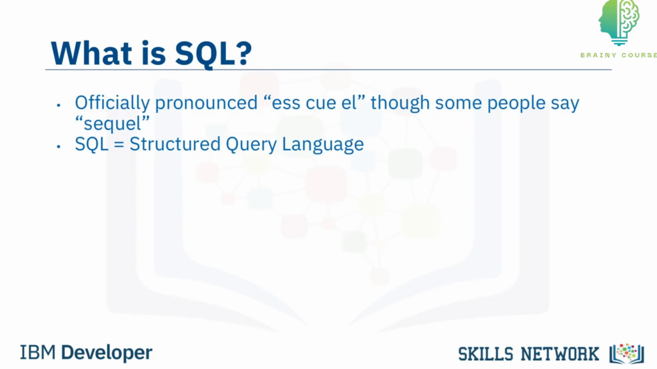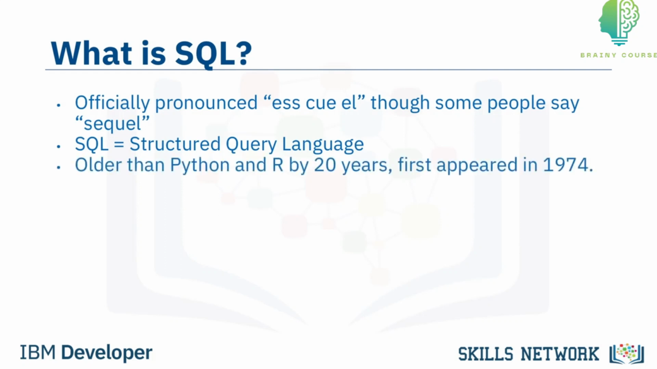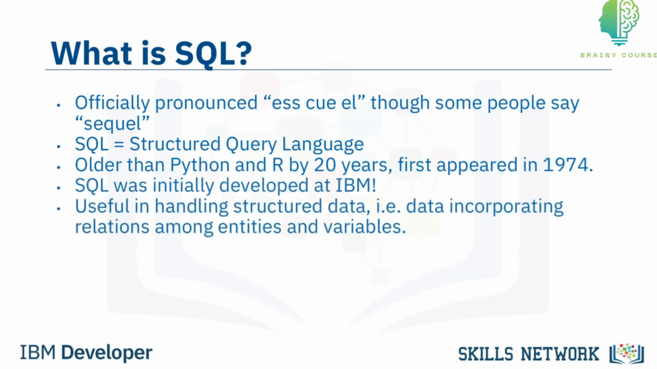Another couple of neat facts about SQL. It's much older than Python and R by about 20 years, having first appeared in 1974, and SQL was developed at IBM. This language is useful in handling structured data, that is, the data incorporating relations among entities and variables.